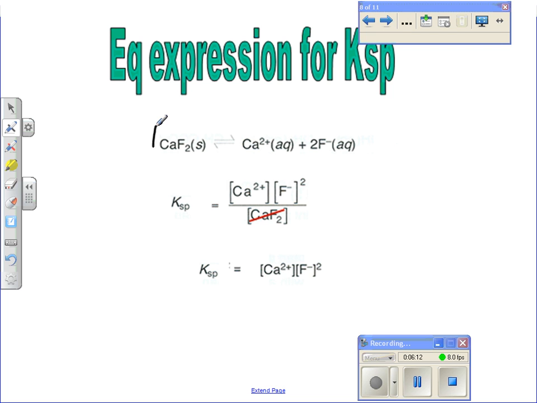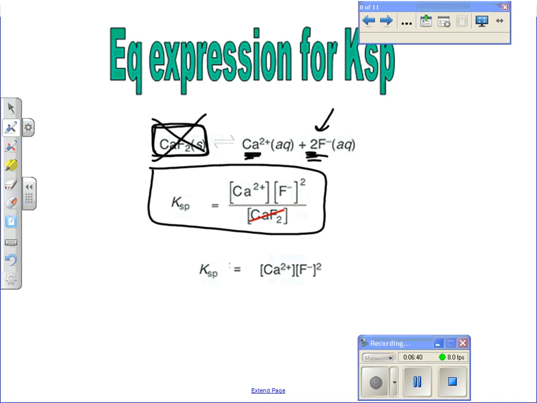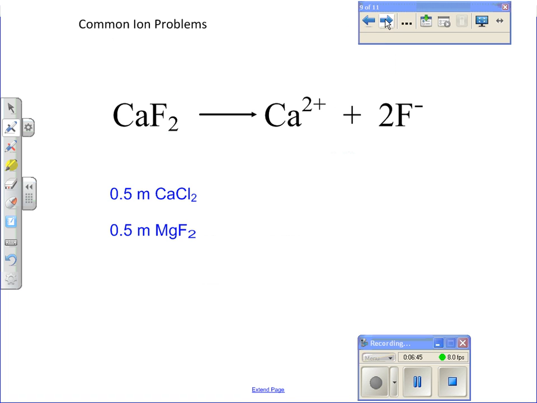Remember when we do a Ksp expression, the solids are listed on the left. We break up into the ions. The subscripts become coefficients. You have to pay attention to subscripts when you're calculating molarities and stuff like that. So if you dissolve something like CaF2 in solution, you're going to have double the amount of F minus as Ca. So you have to pay attention to that when they ask you molarities, ion concentrations. Make sure you're paying attention to the subscripts. If you have to write a Ksp equation, remember solids are never included. So that would be how you would write out a Ksp expression.